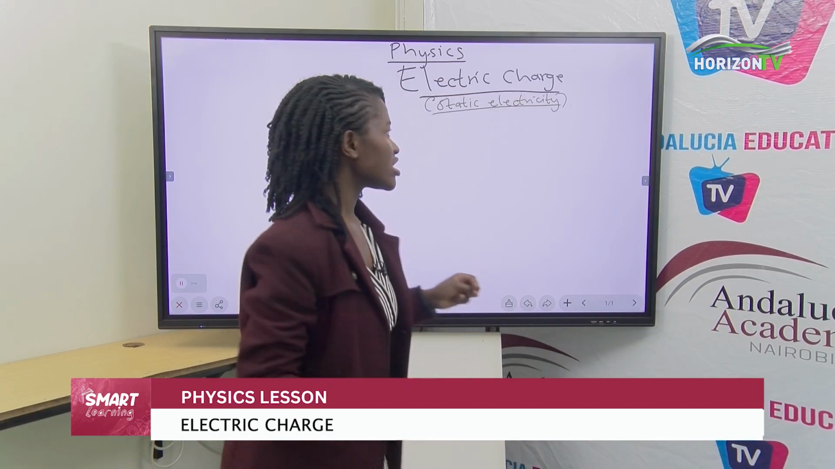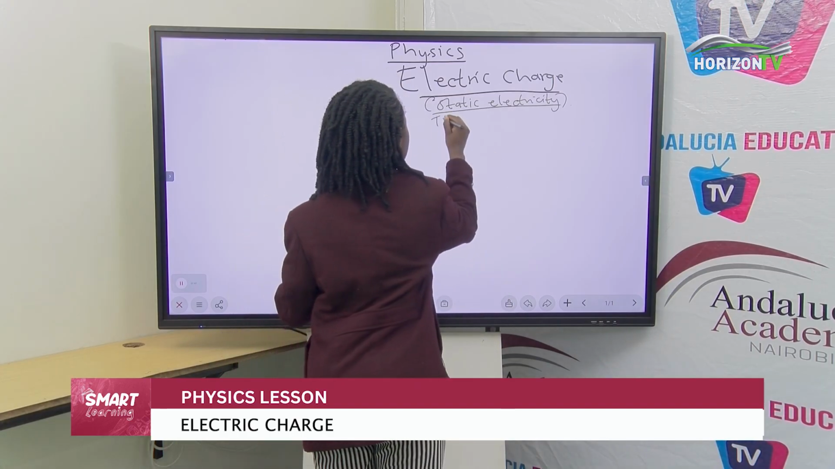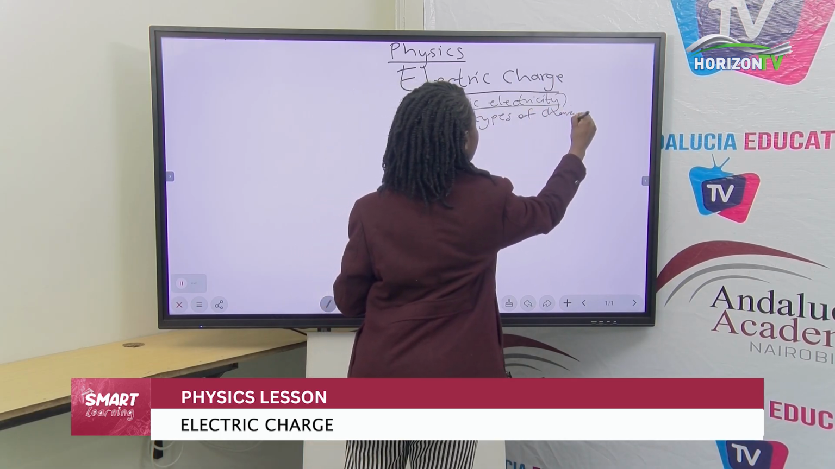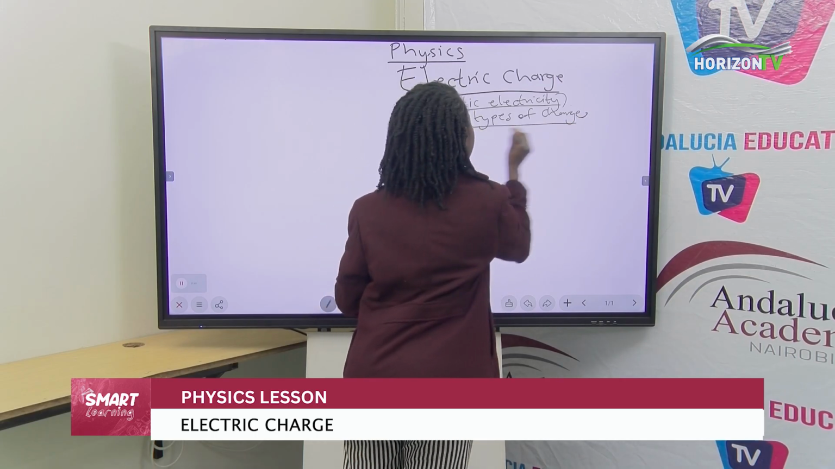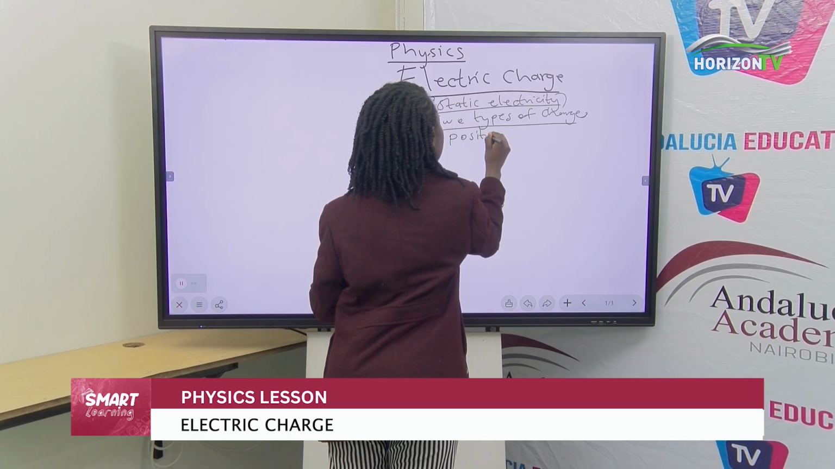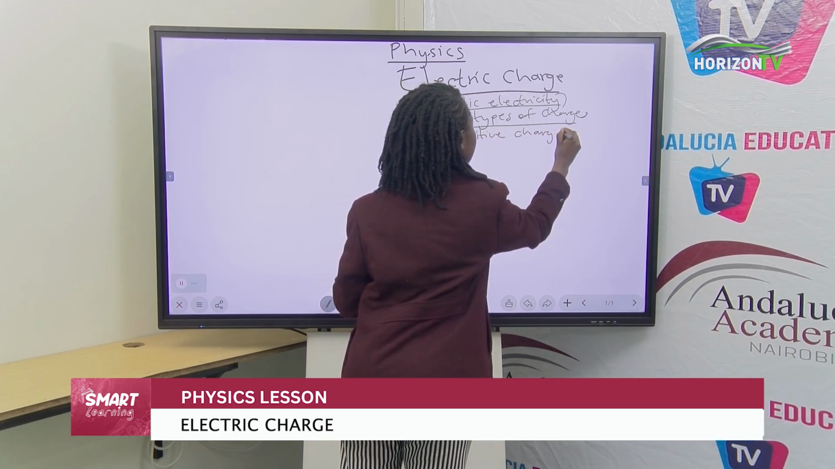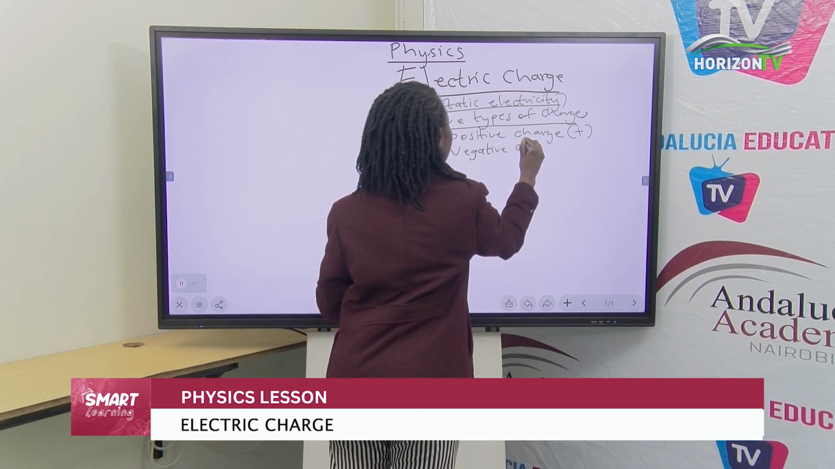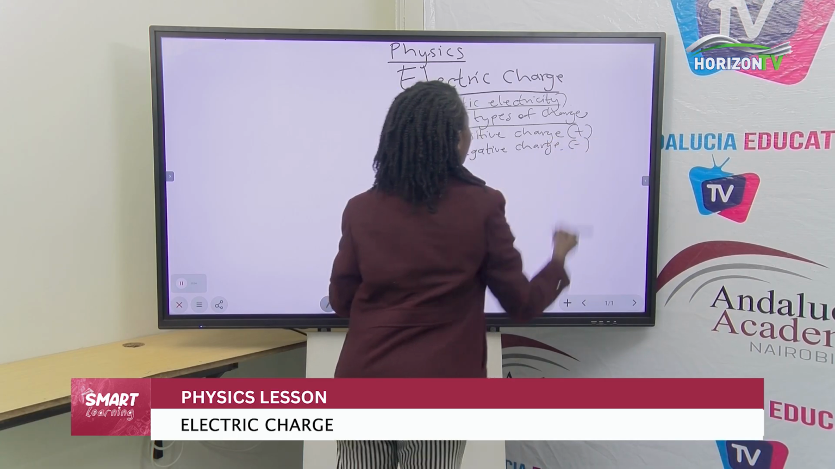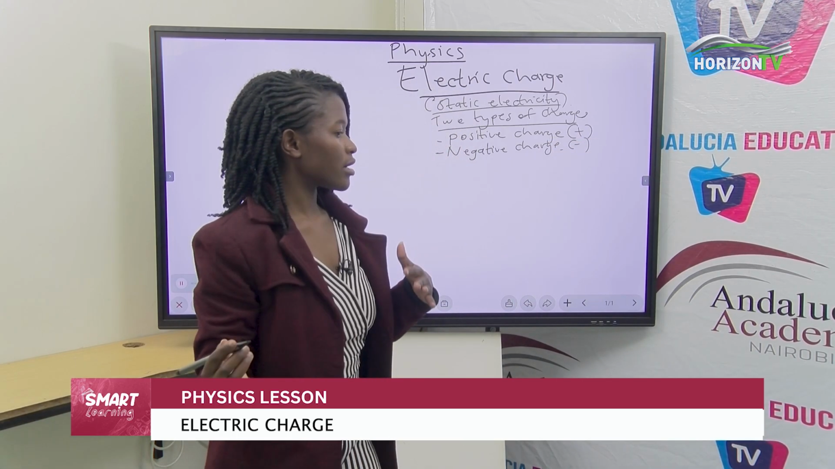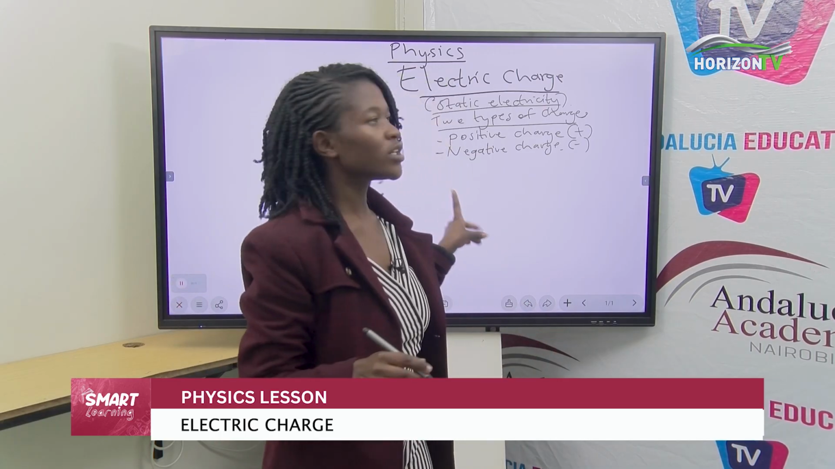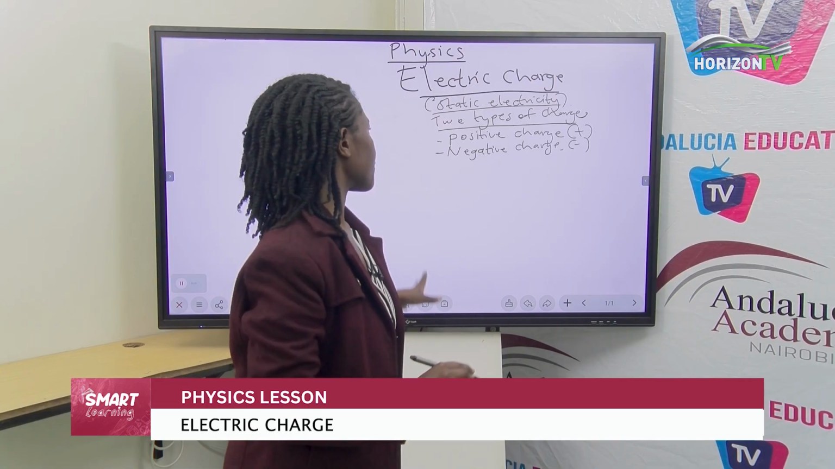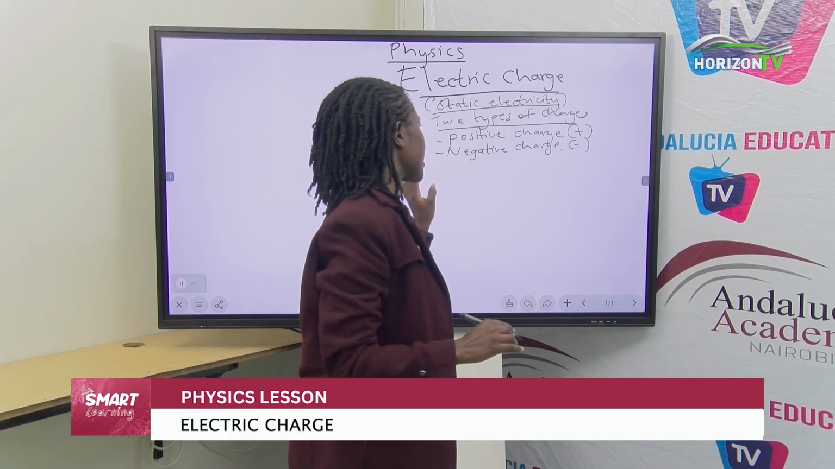We have two types of charges: a positive charge and a negative charge. At the end of this subtopic, we're going to focus on these charges, how we create charges, some of the experiments, and so on. So we have two types of charges, that's positive and negative charge.